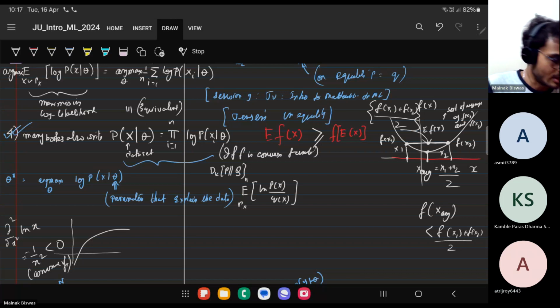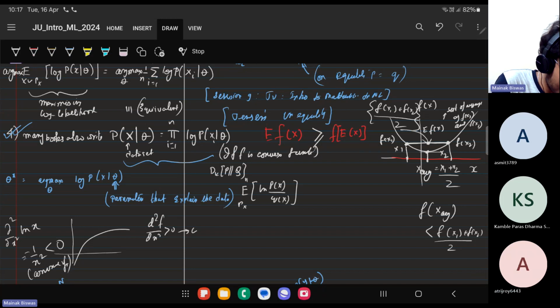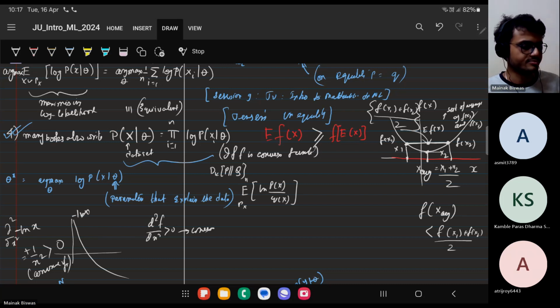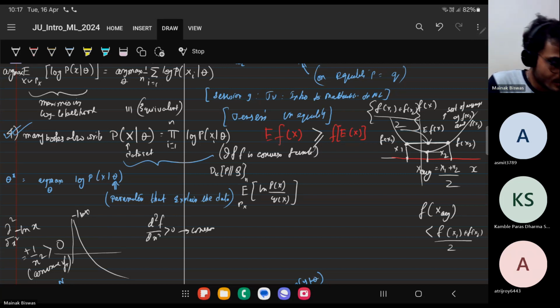That if d2f dx2 is greater than 0, it is convex. So if I just multiply by minus, do you agree this will become greater than 0? And this will become convex, right? Minus log x. Correct? This is the hint. Now tell me, what will I make?